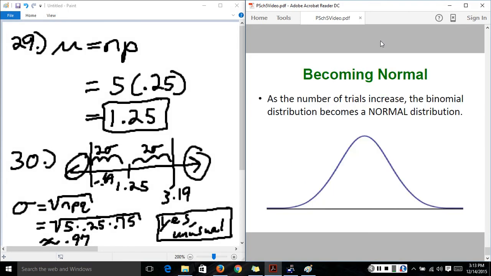Well, as the number of trials increase in a binomial distribution, or as n, that's the number of trials, gets bigger, the binomial distribution becomes a normal distribution eventually. Unimodal, symmetric, bell-shaped, the normal distribution. So in videos to come, we'll talk more about the normal distribution.